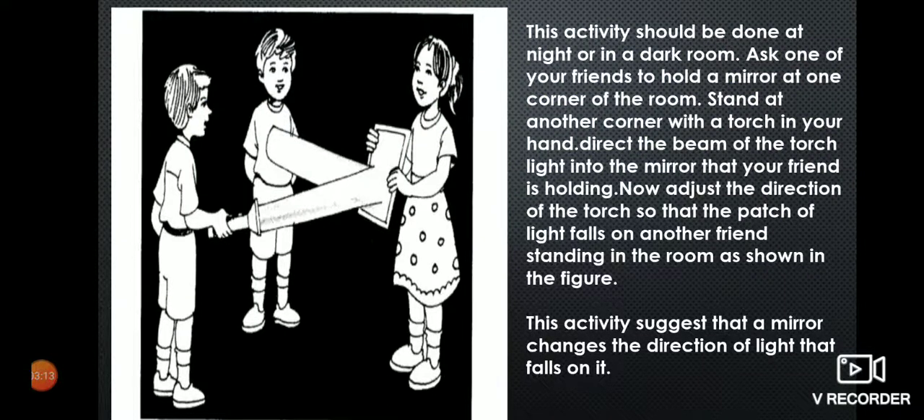Let us look at an activity that is given in your textbook. This activity should be done at night or in a dark room. Ask one of your friends to hold a mirror at one corner of the room. Stand at another corner with a torch in your hand. Direct the beam of the torch light into the mirror that your friend is holding. Now adjust the direction of the torch so that the patch of the light falls on another friend standing in the room as shown in the figure. This activity suggests that a mirror changes the direction of the light that falls on it.